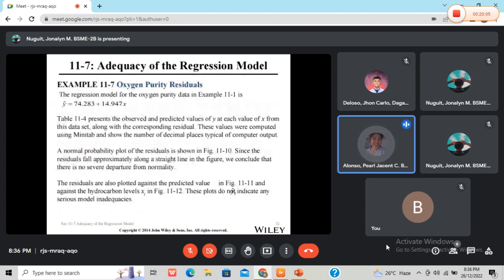So the regression model for the oxygen purity data in 11-1 is y hat equals 74.283 plus 14.947x.